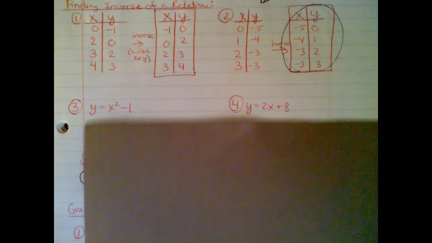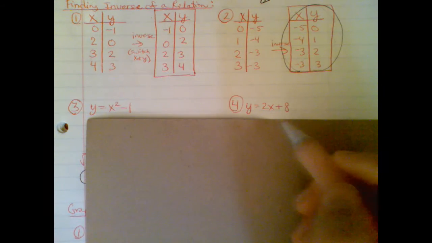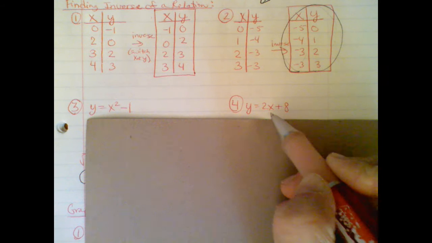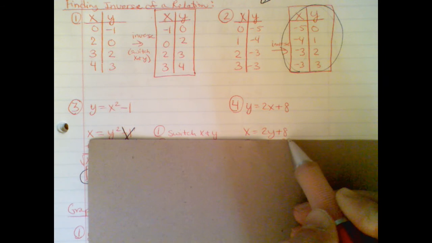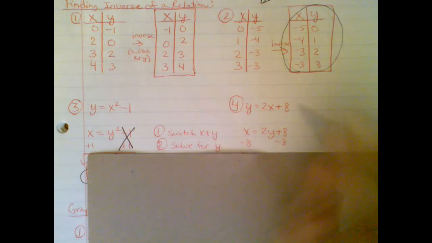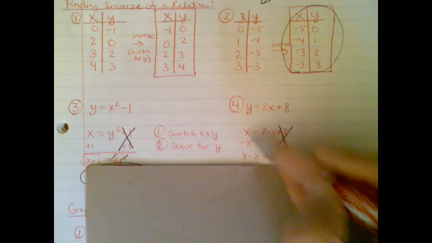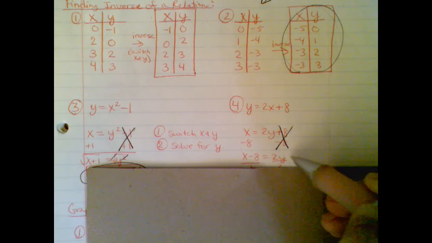For this next one, we have y equals 2x plus 8. So again, we want to find the inverse, so we're going to switch the x and y. We keep everything else the same. So our equation would be x equals 2y plus 8. So now we have to get this new y by itself. So we're going to subtract 8 on both sides. Our 8's cancel out. So these are not like terms, so we just write them next to each other. So we have x minus 8 equals 2y.